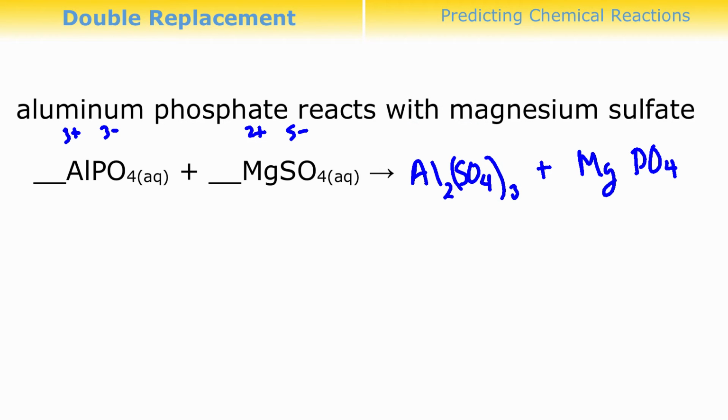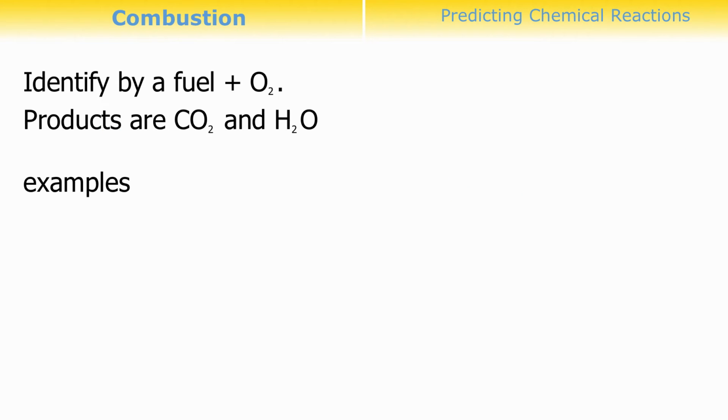Let's try the next one. Magnesium's a 2 plus, phosphate's a 3 minus. So I need to go to 6. So this, I need 3 of those. That'll give me a 6 plus. And then here, I need to have 2 of those, because that'll give me a 6 minus. Okay, good there too. Okay, double replacement reaction. Next one is a combustion reaction.